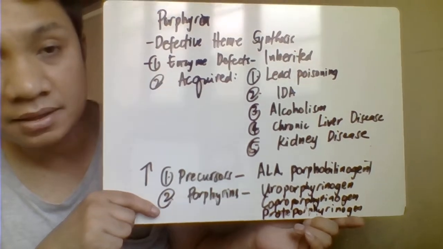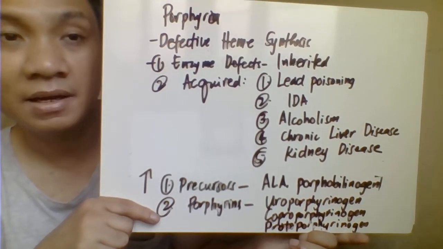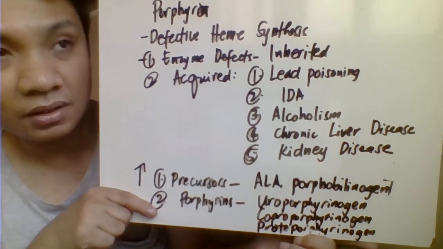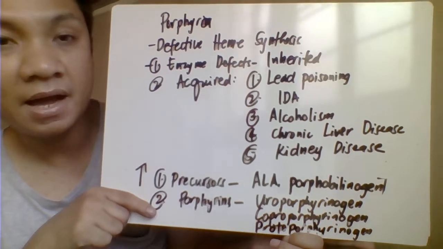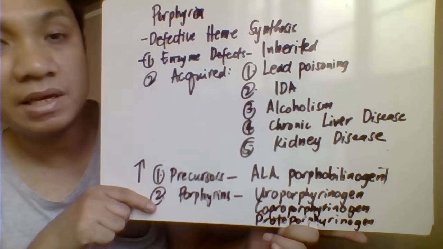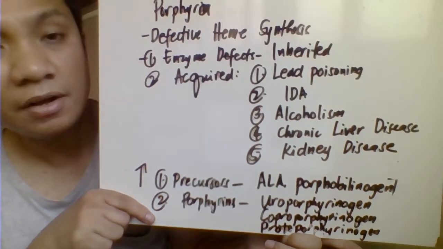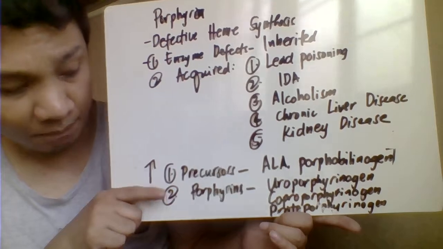It can also be acquired. In the case of your lead poisoning, when acquired, this is exposure to environmental factors. Acquired could be in the form of your lead poisoning, iron deficiency anemia. We have here chronic alcoholism, chronic liver disease, and we have kidney disease. So what accumulates or what increases in a porphyria would be your precursors.